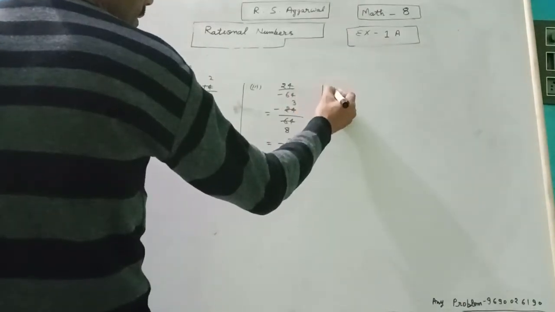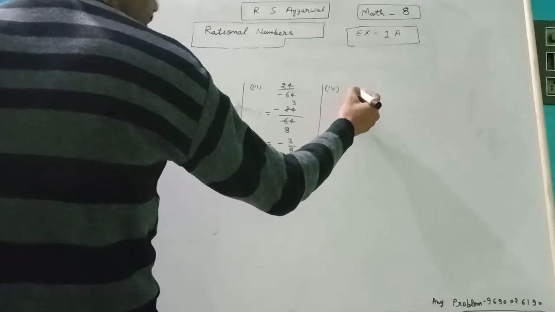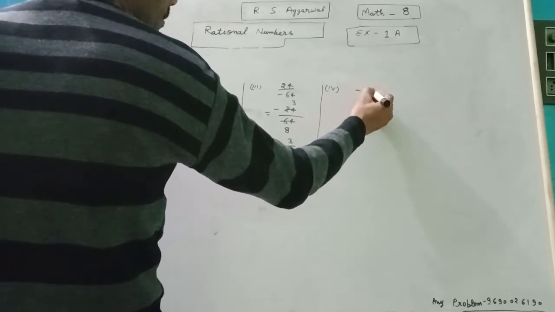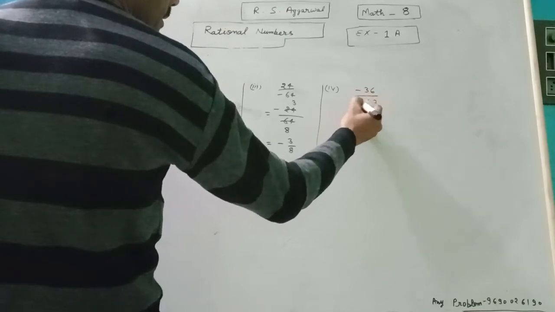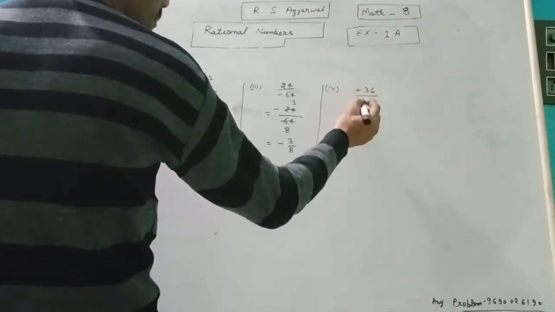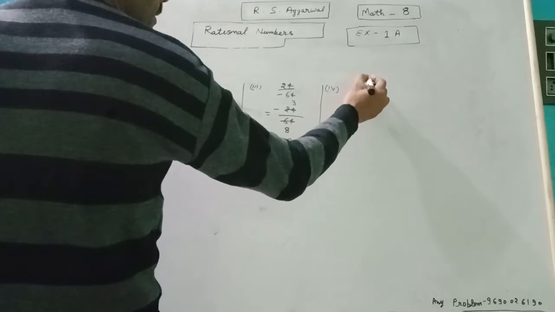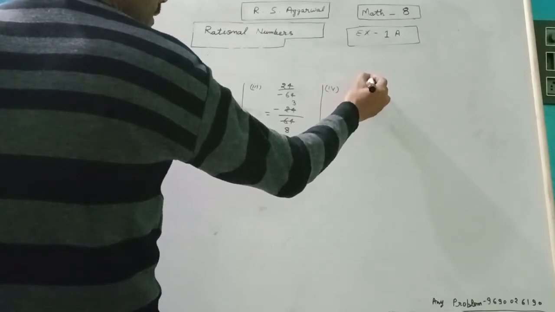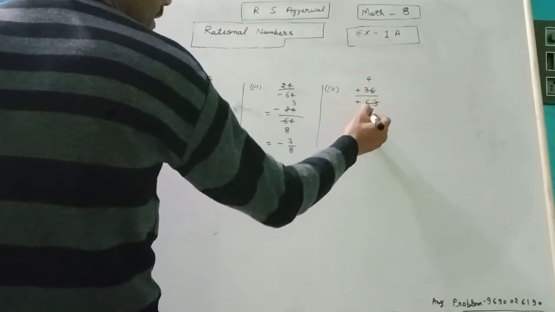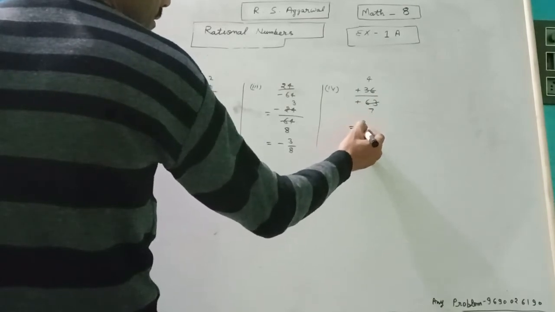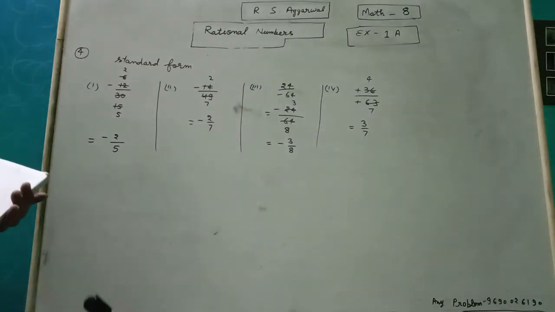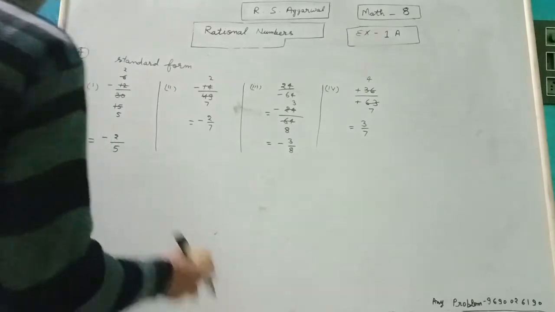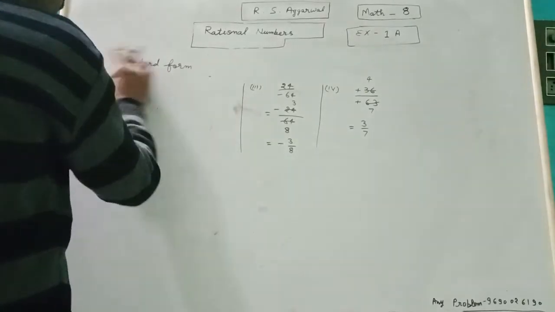Fourth part is minus 36 upon minus 63. Minus divided by minus is plus. 9 fours are 36 and 9 sevens are 63. 4 upon 7 will be the standard form. Question number 4 is complete.